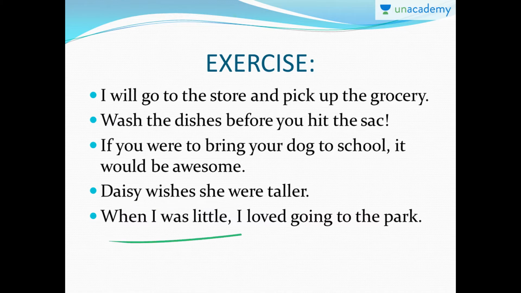When I was little, I loved going to the park. So this is an indicative sentence. I'm just stating a fact that when I was little, I loved going to the park. Okay. Now please pay attention. I'm going to repeat the answers.